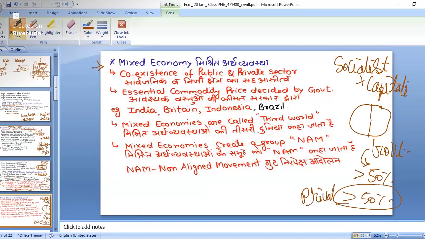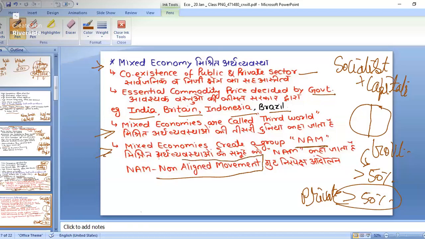So in the mixed economy, we have the coexistence of the public and the private sector. Essential commodity prices are decided by the government, so all the necessary items' prices will be decided by the government. Examples are India, Britain, Indonesia, Brazil. Mixed economies are called the Third World. Mixed economy countries created a group, known as NAM, the full form being Non-Aligned Movement.